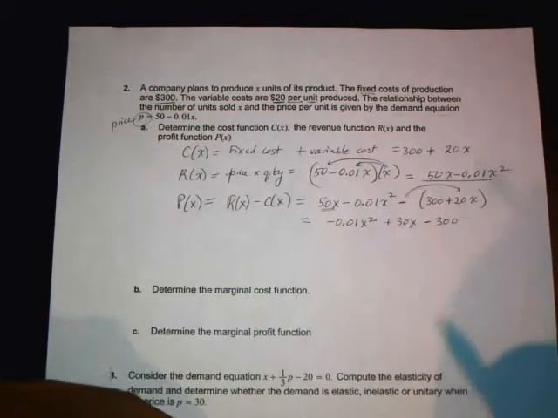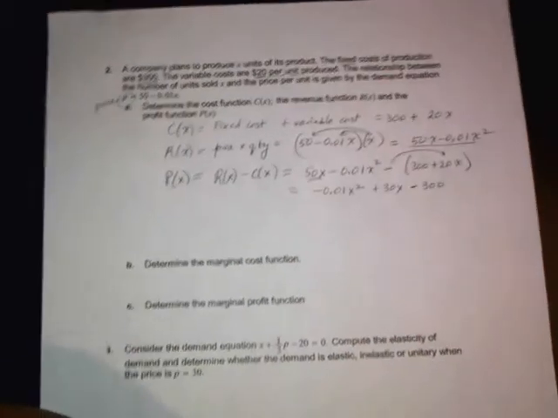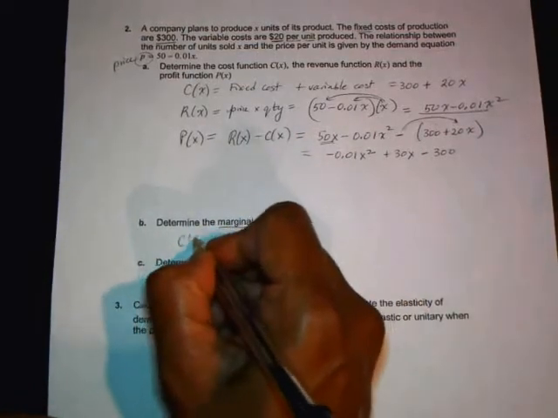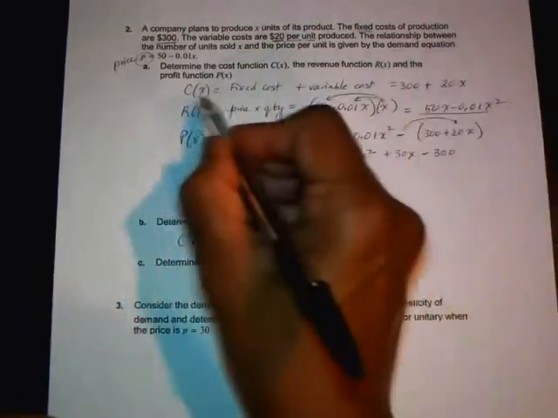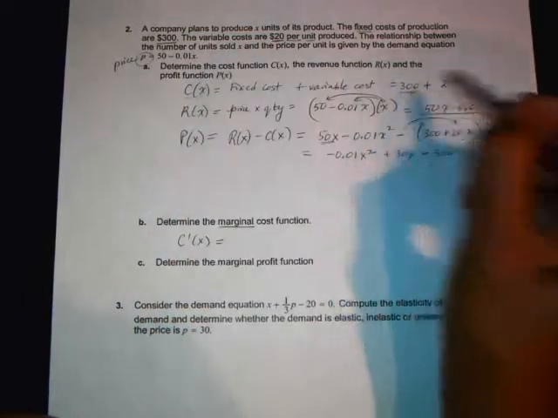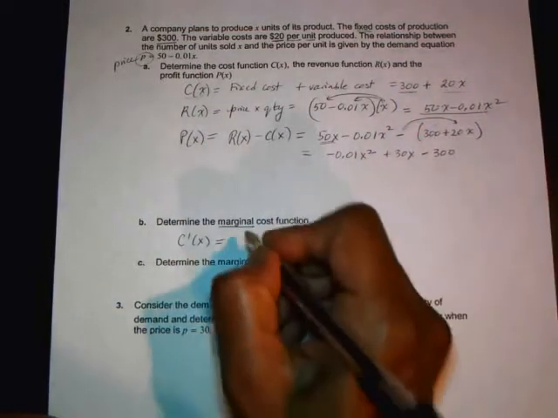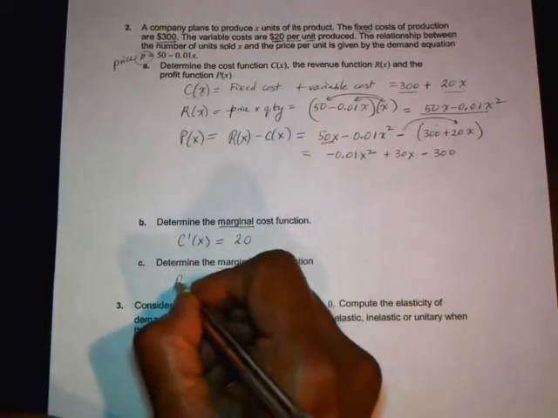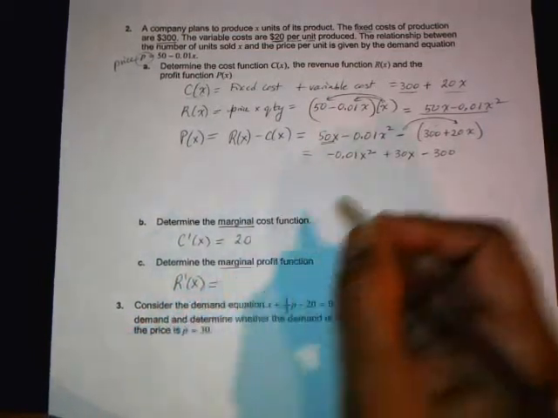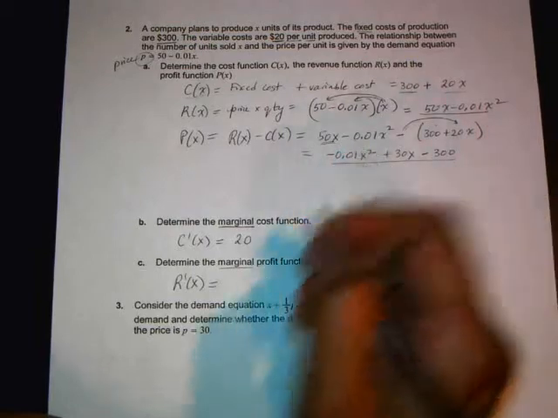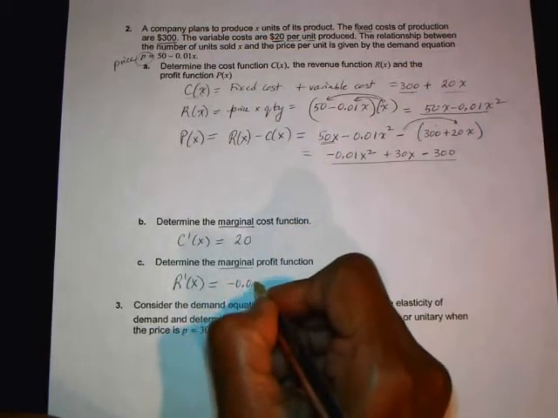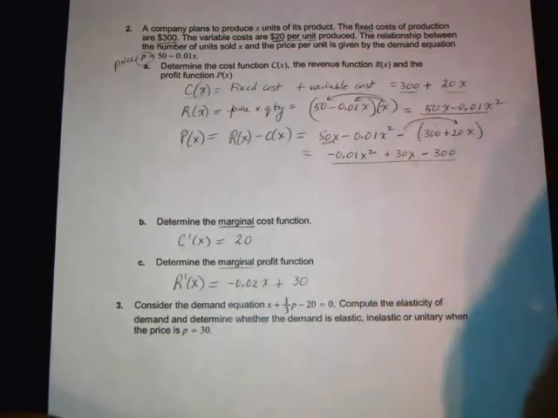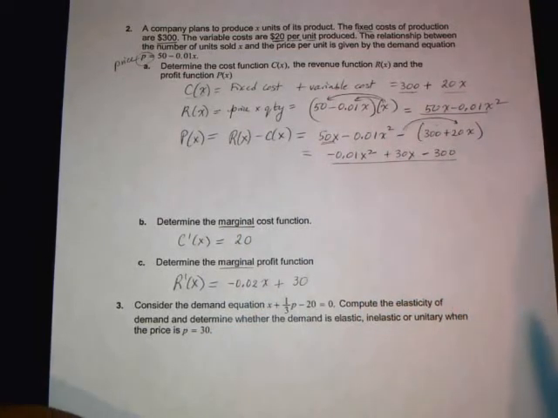That's the constant term. After you do this, part B asks you to find the marginal cost function. That's the first derivative. Take the derivative of C. The derivative of 300 is 0. 20x's derivative is just 20. And you're done. Marginal profit, P prime of x. The derivative of this, the power rule, 2 comes down, negative 0.02x. 30x's derivative is 30. That's a constant, and that's all you have to do.